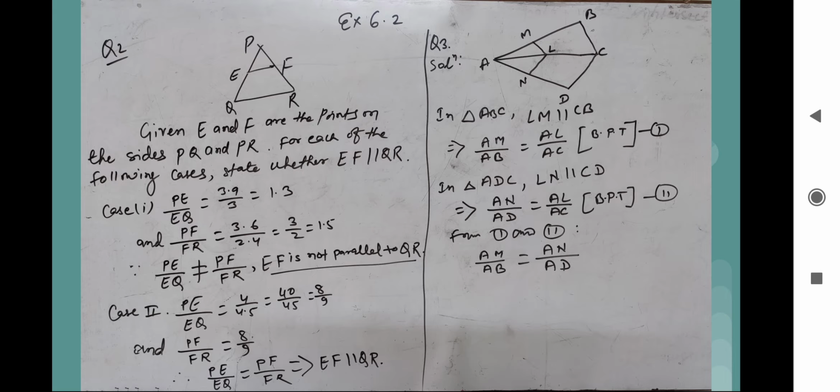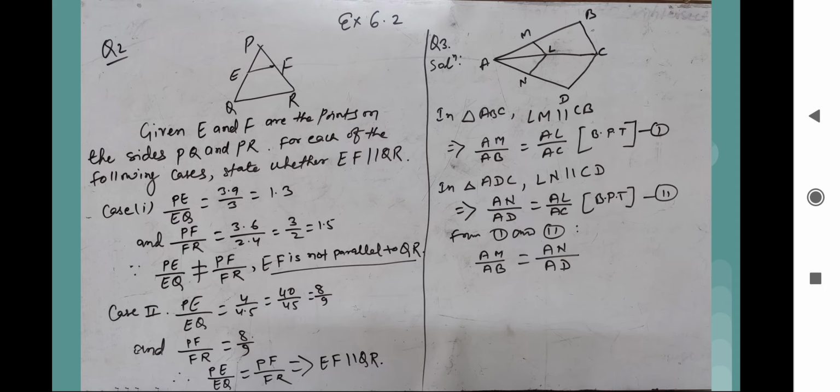Now come to question number 3. The figure is given, and in triangle ABC, LM is parallel to CB. So we can say that AM by AB is equal to AL by AC by the basic proportionality theorem. Suppose this is the first equation. In triangle ADC it is given LN is parallel to CD, so AN by AD is equal to AL by AC. It is also BPT, the second equation we suppose.